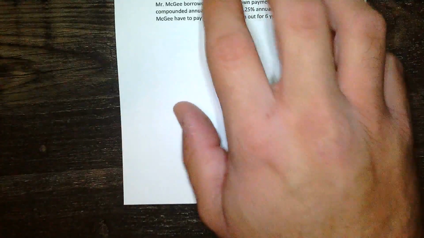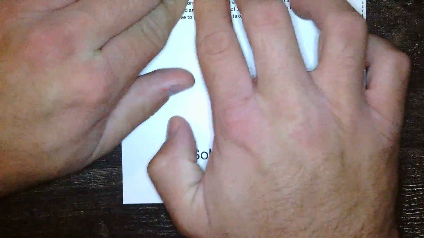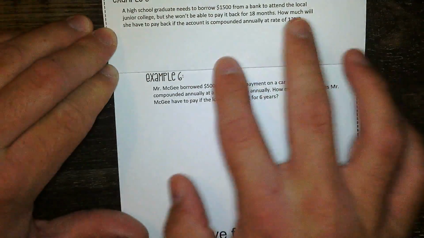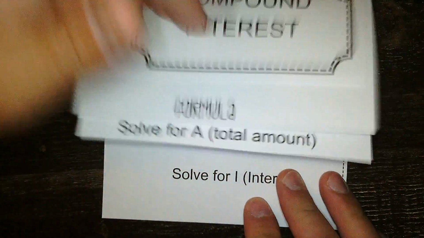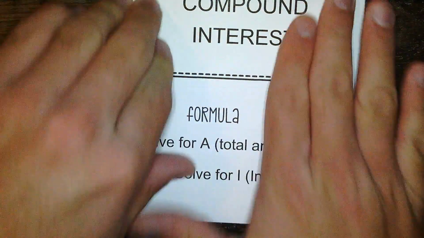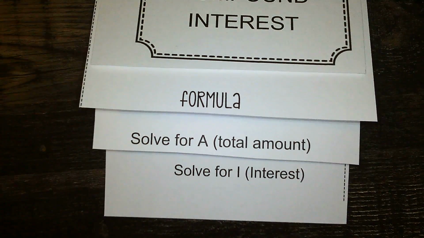And then when I fold up this last part, I'm going to put a crease right above example 6 right there like so. Okay, and that way I can see example 4, 5, 6 and the solve for I. And then I'm done making my foldable. Okay, so now we can move on to the notes section, where we actually take notes over this.